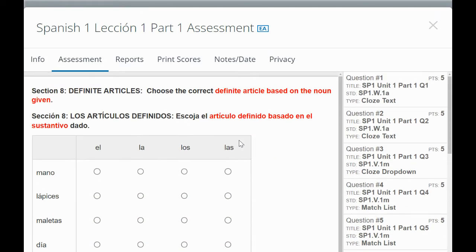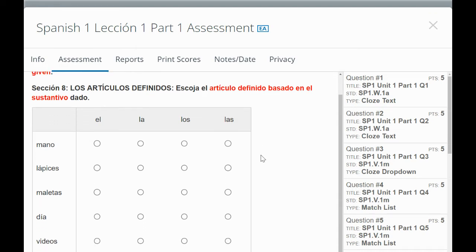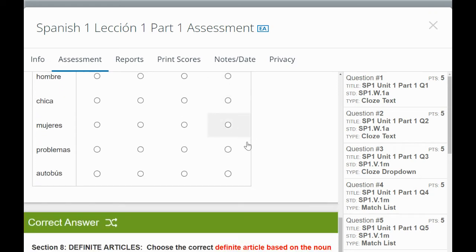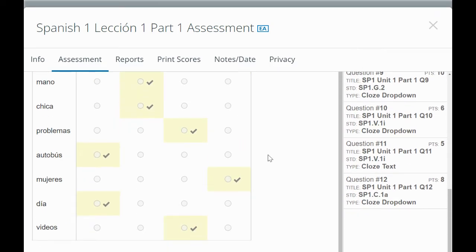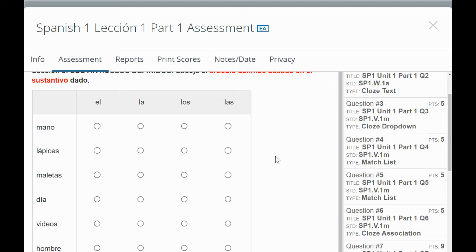Question 8. Definite articles. Choose the definite article based on the noun given. So you have a bunch of nouns and a bunch of articles. Well, you only have 4 articles. Okay, and you have to choose, is mono el, la, los, or las? Lápices is el, la, los, or las. Make sure you pick the correct article that goes with each of the nouns. Okay, hopefully that's not too confusing.